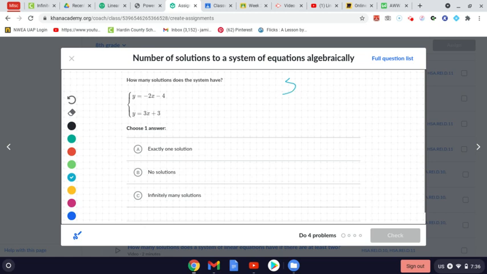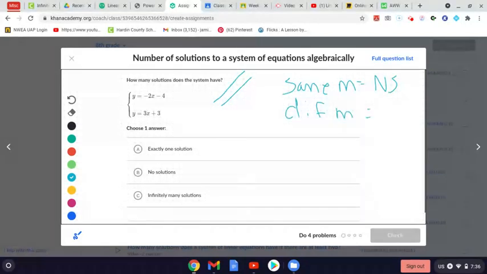If they have the same slope, so the same m, they're going to be no solution, because that means they're going to run parallel to each other. They're never going to cross. If they have different m's, it doesn't even matter what the y-intercept is. Remember, the m is this number right here next to the x. If these are different, then they have one regular solution, because that just means they're going to cross each other once. The only way it's going to be infinite solutions is if the equations are literally exactly the same.